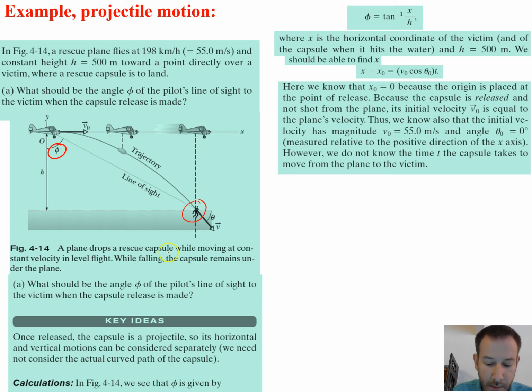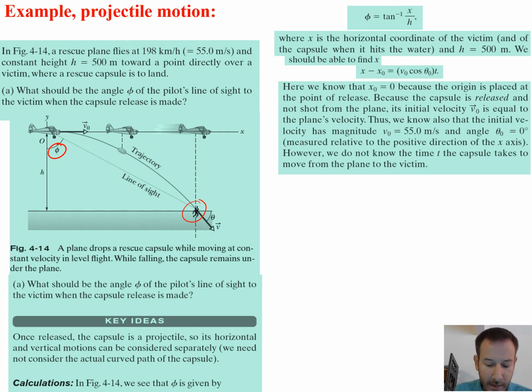So the plane drops the rescue capsule while moving at a constant velocity in level flight. While falling, the capsule remains under the plane because, again, the horizontal component is not going to change. So if the capsule and the plane are both moving at v naught, which is 55 meters a second, even if it drops the capsule, it's always going to stay right under the plane, right? Because the capsule is going to be moving horizontally at the same speed as the plane, even though it's going to be falling as well.